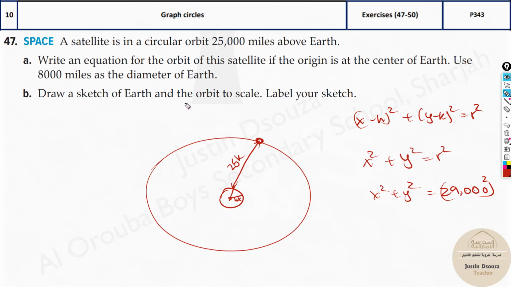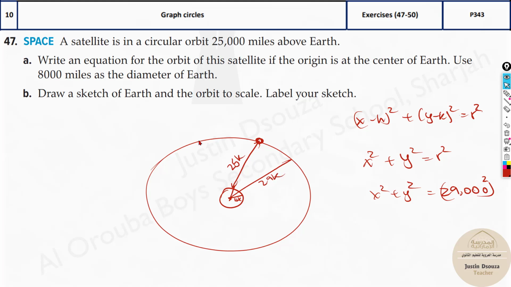Part B is to draw a sketch of the Earth and the orbit to scale. Label your sketch. So you need to just take a scale. Say I'll take 5,000 miles as 1 centimeter. Draw a 5 centimeter line. Draw a radius, and over here it should be nearly a 1 centimeter line. Just a rough figure is enough. Draw two circles. This is 4,000, this is 25,000. And that's it.